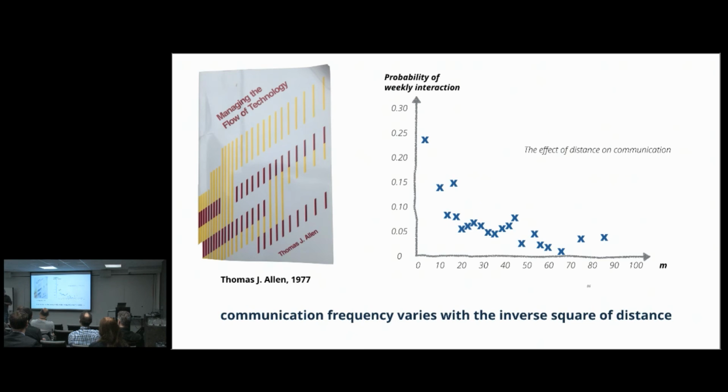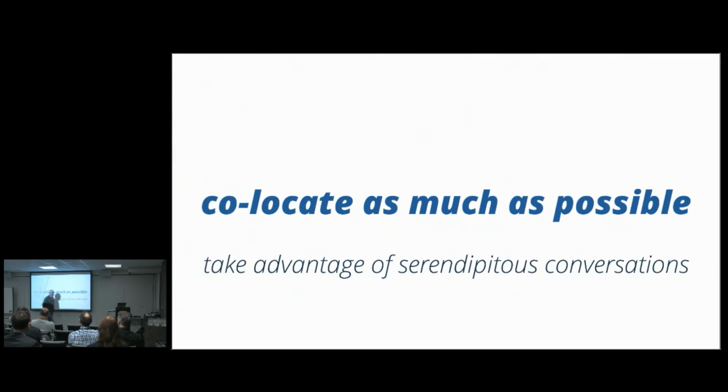Because Conway's law. This is why it's not a good idea to put a library next to the canteen or right in the middle of the canteen, right? You want the library a long way away so people can go and be quiet and have quiet time. Communication varies with the inverse square of distance. So this implies that we should co-locate as much as we can.